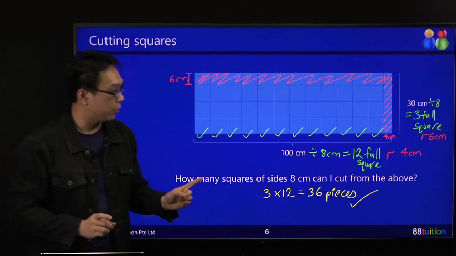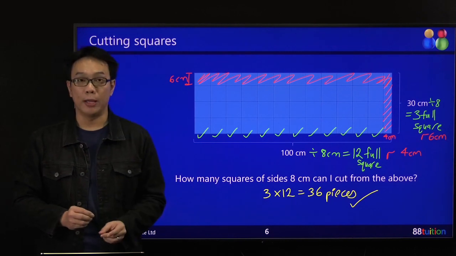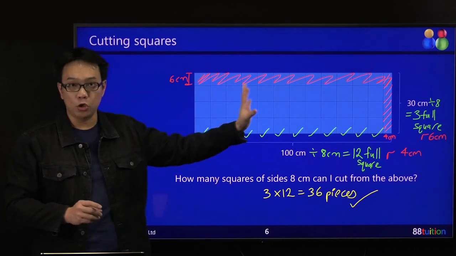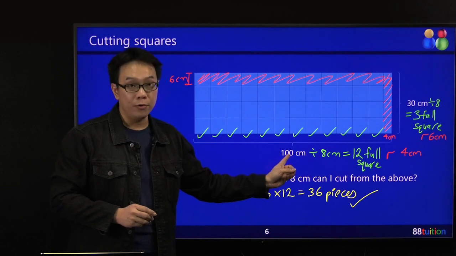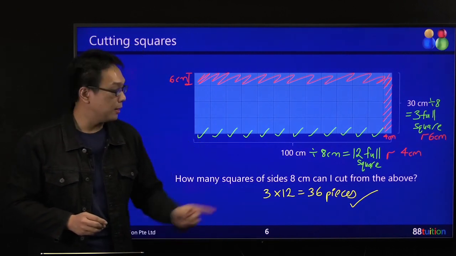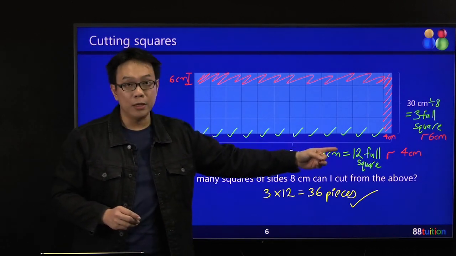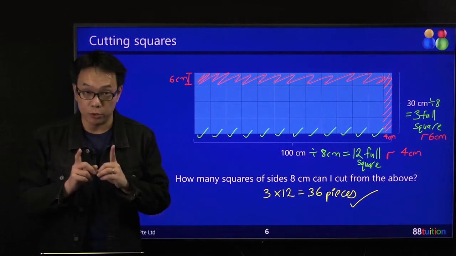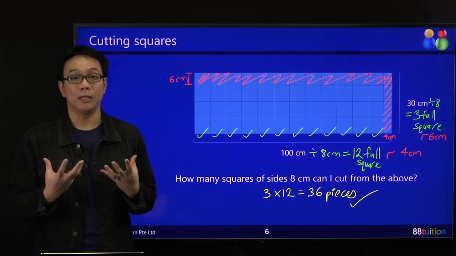That's the reason why this type of question, you have to attempt in such a way. You don't have to physically draw it out, but if you know the length, 100, just divide by 8, which is 12 with a remainder. What remainder? If you want, you can find out. It will be good for you, because you understand the question better.